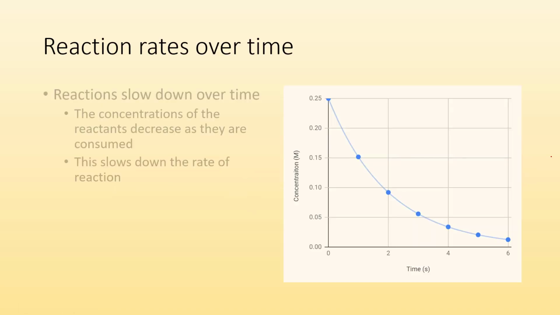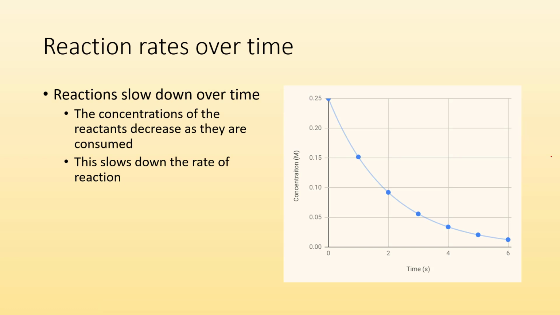So reaction rates over time. Let's talk about what happens to that. Reactions slow down over time. This is because the concentrations of the reactants decrease as they are consumed. So it slows down the rate of reaction. We're using up the reactants, so we have a lower concentration over time. Lower concentrations means slower reactions.